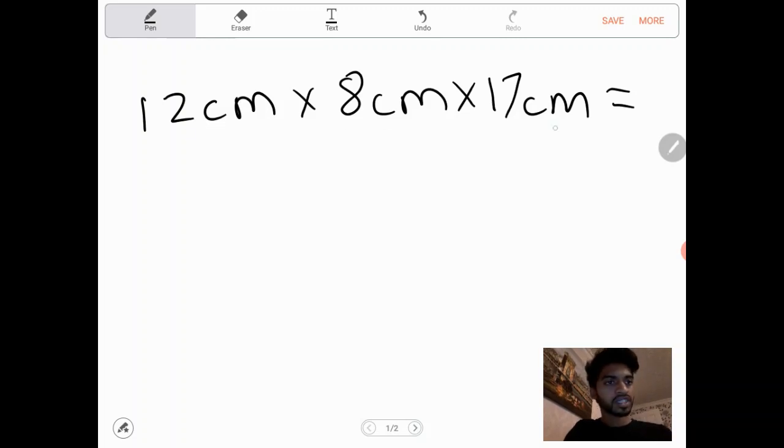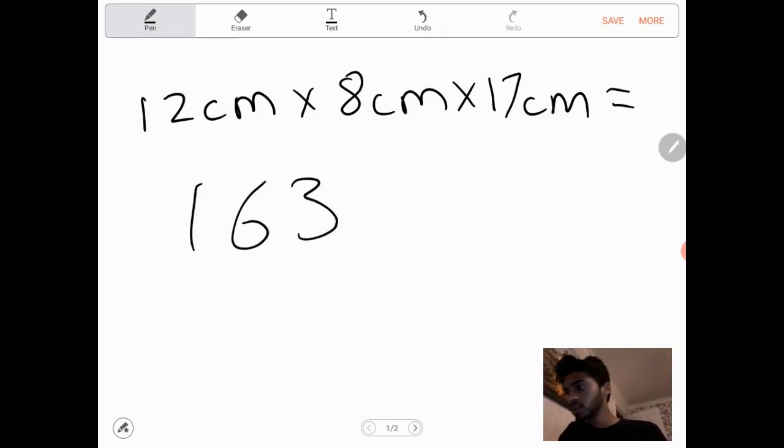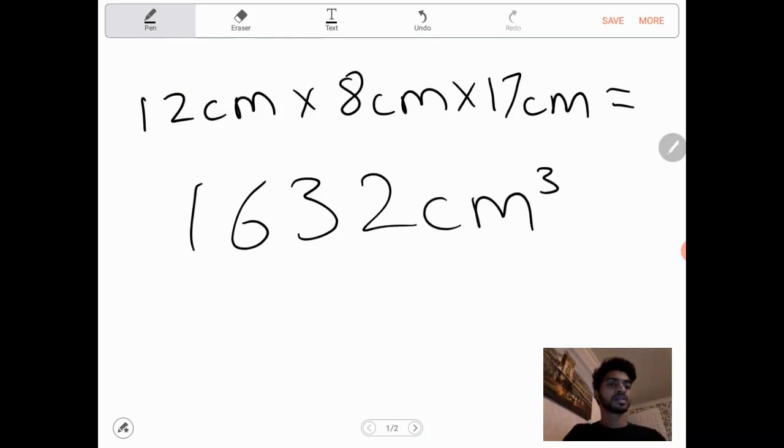So 12 times 8 times 17. First you would do 12 times 8, which is 96. Then that 96 times 17, which is 1632 centimeters cubed. That is your volume.